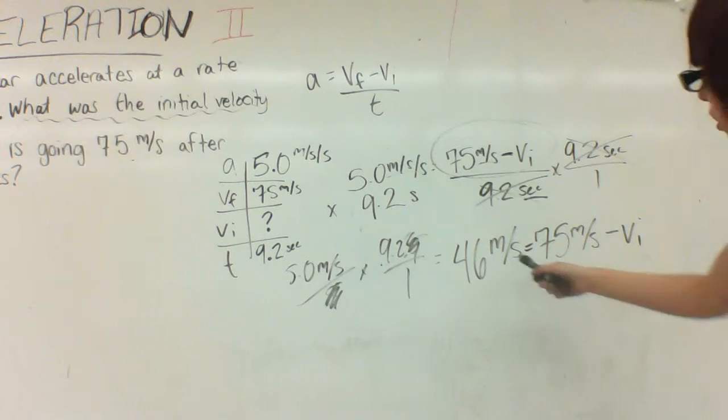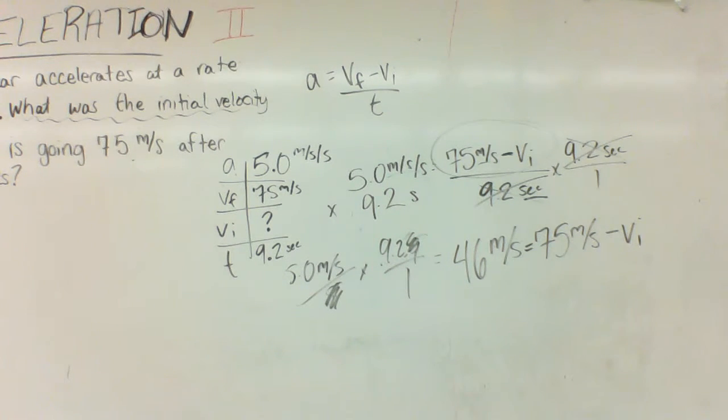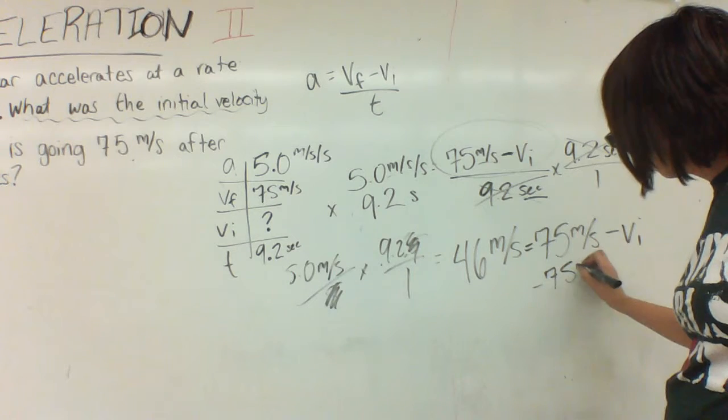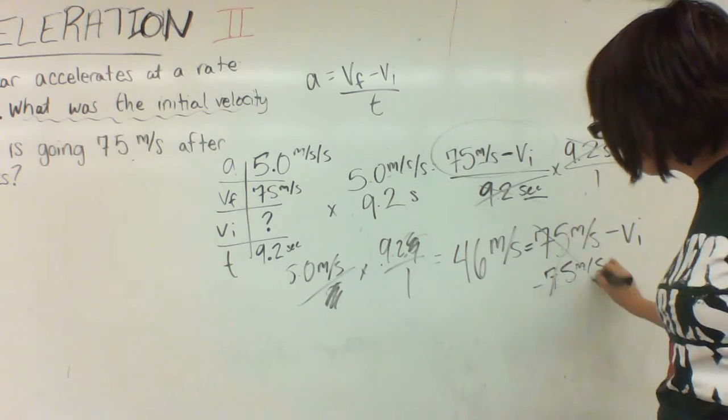Now, I have meters per second and meters per second. Now I can do my adding and subtracting. No problem. Am I going to get rid of this 75? It's a positive 75 on this side, so I'm going to subtract 75. Take 75 away. That makes that go bye-bye.